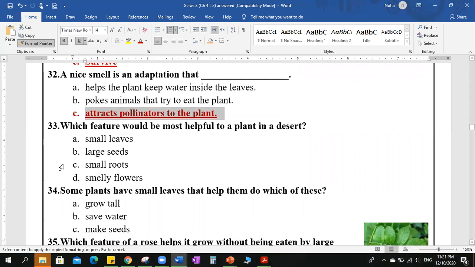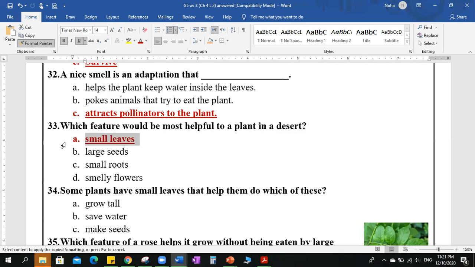Number 33, which feature would be most helpful to a plant in a desert? It will be small leaves, because there is a process called transpiration where water evaporates from the plant itself through its leaves. So the bigger the leaves, the bigger amount of water it's going to lose. That's why most of the plants that live in desert either don't have leaves, like cactus for example, or they have smaller leaves, so they help to save the water inside of them, because there is not enough water.